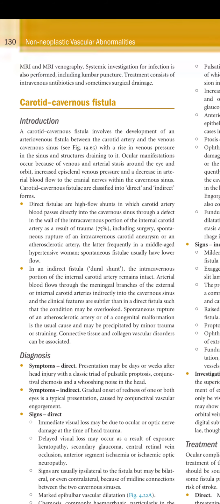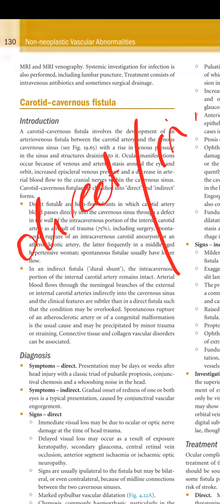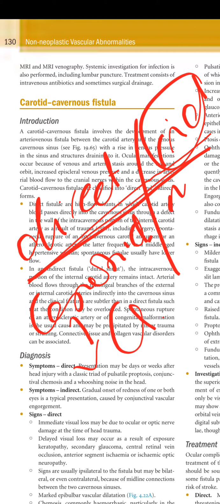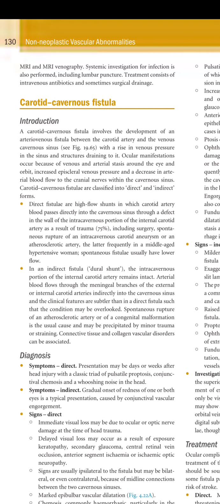Now there are two types. One is a direct fistula and the second is an indirect one. The direct one is basically the fistula in which the carotid artery is directly having a connection in the cavernous sinus, but in case of indirect, it is through the meningeal branches.